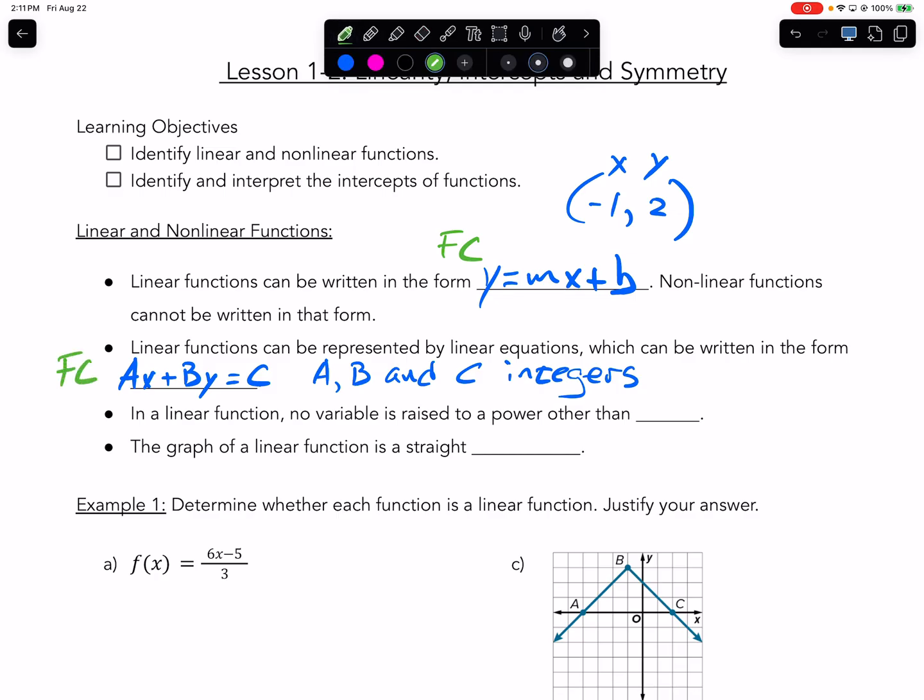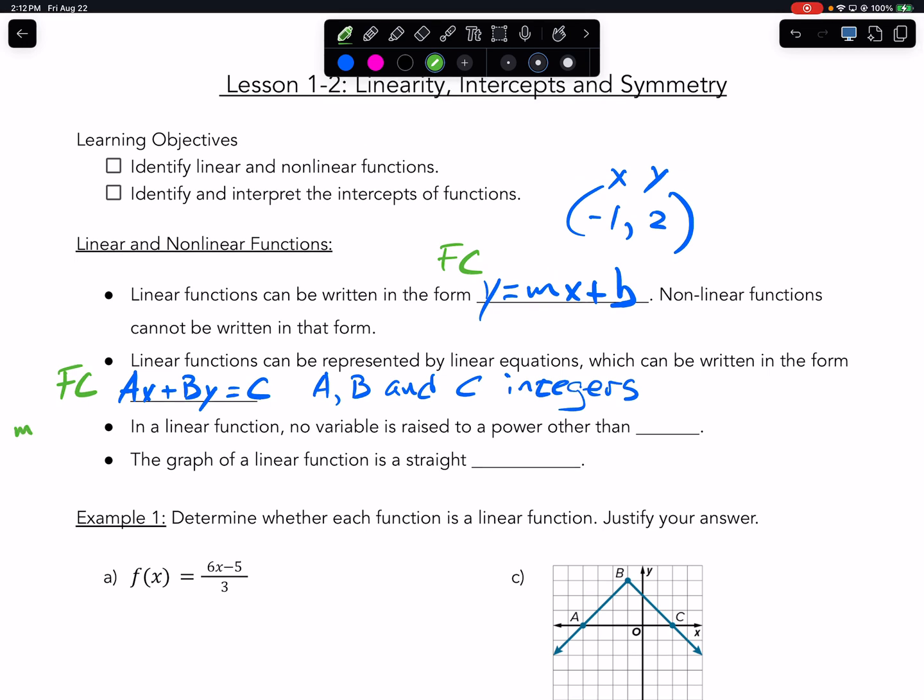Why did I put FC? What's that mean? Flashcard, right? Flashcard moment. If you already know y equals mx plus b, don't make a flashcard. But if you don't remember ax plus by equals c, it's good to make a flashcard. The slope, when you have ax plus by equals c, has a shortcut: negative a over b. That's how you can get the slope just from an equation in standard form.